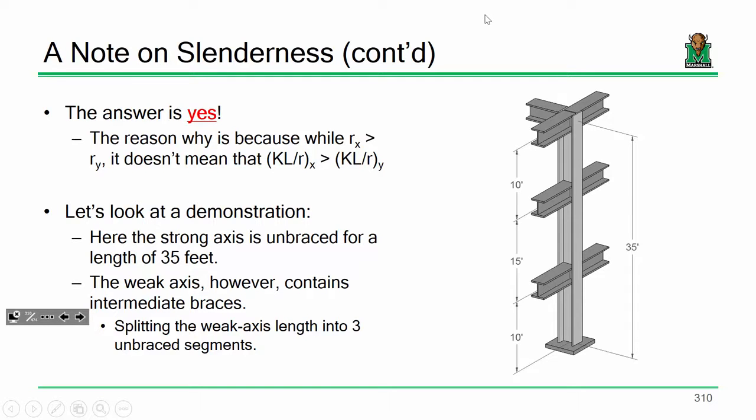Now, the weak axis, it's not the same story. With the weak axis, I've got stuff in the way. I've got an element here and an element here. Probably those are beams framing in, right?